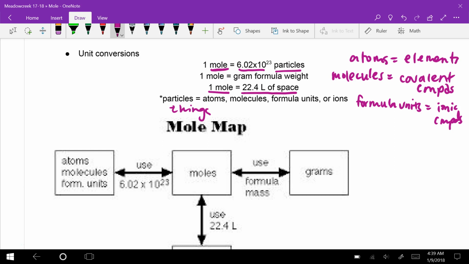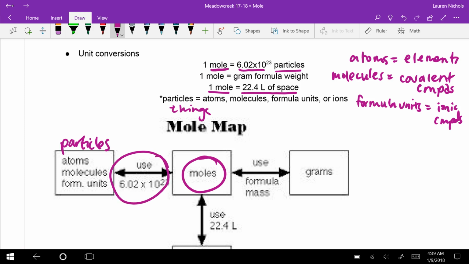So if you look at this mole map, if you start out with moles and you need to get to particles, right? So either atoms, molecules, or formula units, you're going to use Avogadro's number as your conversion. But if you need to get to grams, you're going to use your formula mass, which is just another word for your molar mass that we learned how to calculate last time. So we're going to use those two conversions mostly to make our changes.